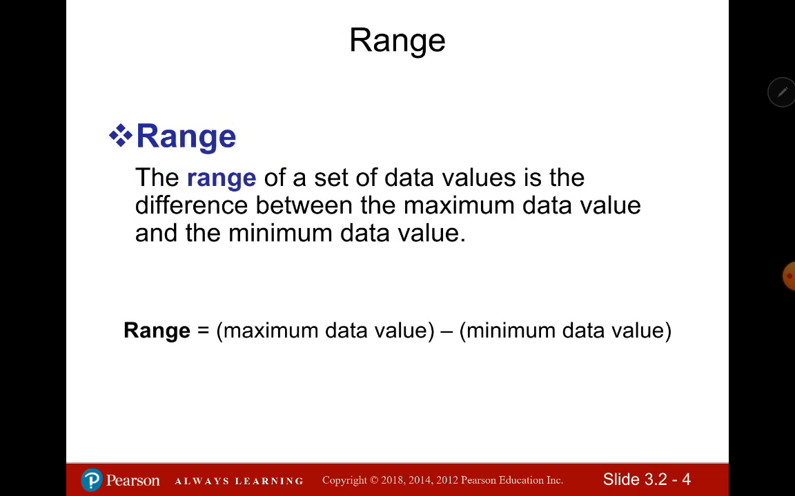So first, let's check the first measure, range. So this is the definition. The definition of the range is the difference between the maximum value and the minimum value. The difference between the greatest value and the smallest value. So this is the formula that shows you how we can get the range: maximum value minus minimum value.